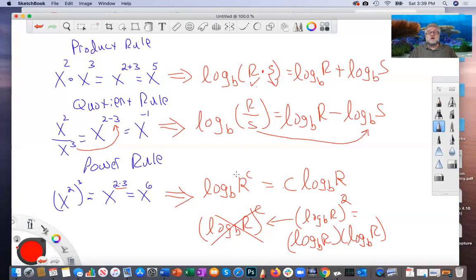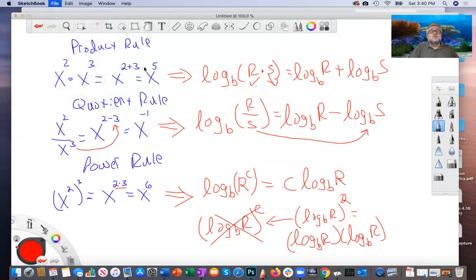This is inside the log function. Let me put my pretty parentheses. There we go. Inside the log function. Very, very important. Okay, so I think that's all the new knowledge you need.